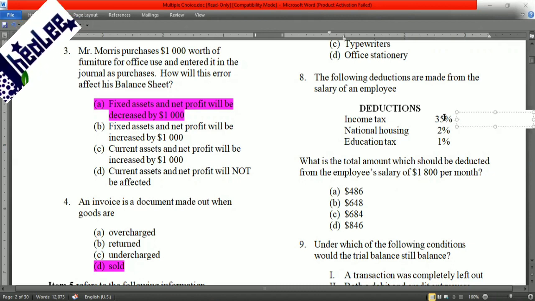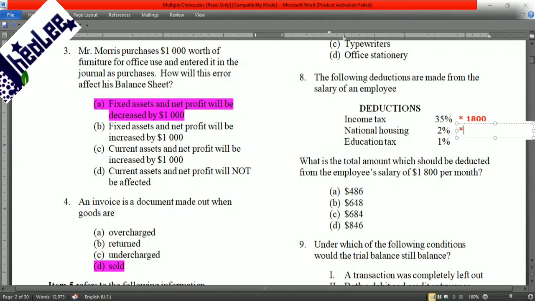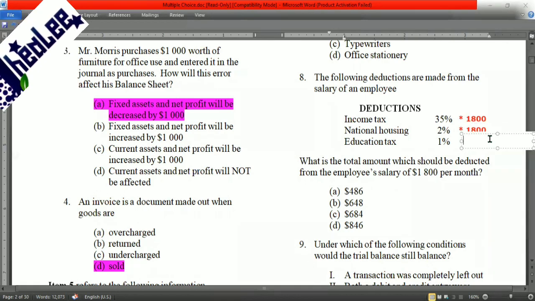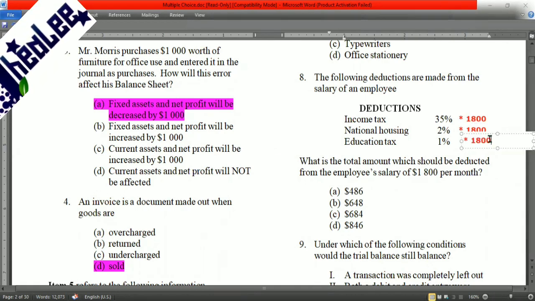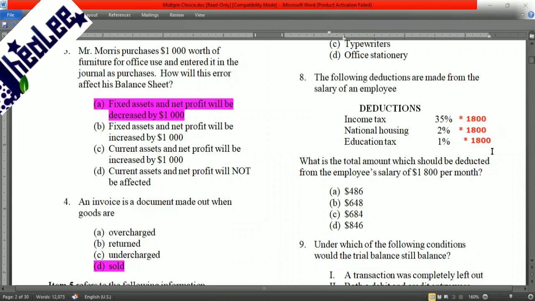So in calculating the income tax, that would be 35% of the $1,800, which is a salary. In calculating your national housing, that would be 2% of the 1,800 salary, and the education tax would be 1% of the 1,800 salary. And then your results for your income tax, that would be 630. Your national housing is 36, and your education tax, there is $18 after calculating.